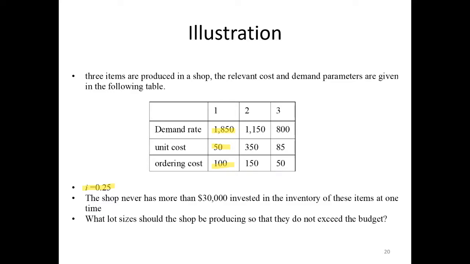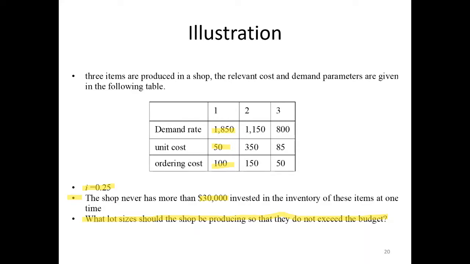Now we have a constraint here that says the shop never has more than $30,000 invested in the inventory of these items at one time. This means that at any given time, the total value of the stored quantities of the 3 items should not exceed that limit, $30,000. So the question here is, what would be the lot sizes that we should order in this shop so that this budget limit is not exceeded?